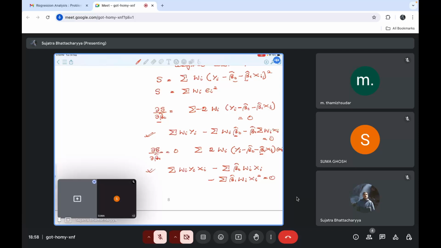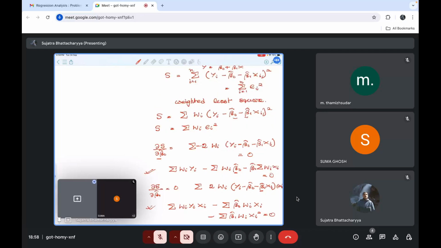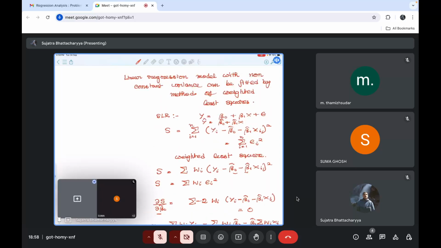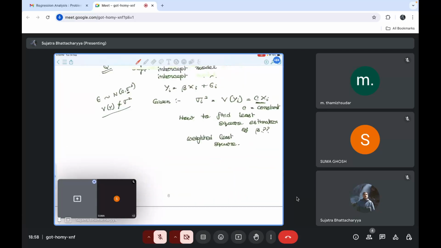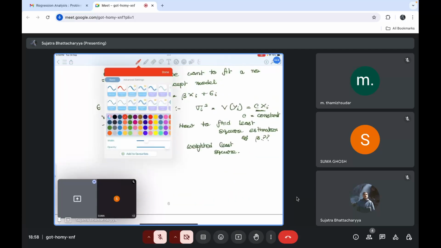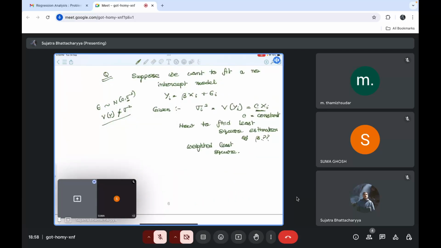Solving these two equations, we will get beta naught hat and beta 1 hat. So this is the concept of weighted least square technique. We will go further, but just remember this concept. Now let us go back to this particular question and solve it. I think this is enough, we can easily solve it.